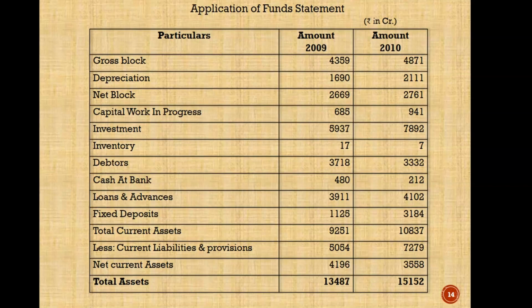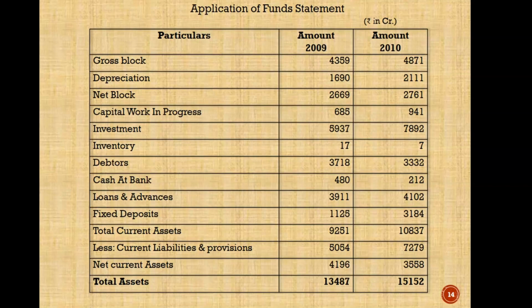Next is inventory, that is the closing stock. So you can see here in 2009 it is 17, in 2010 it is only 7. Then debtors, cash at bank, loans and advances, fixed deposit. Now, this fixed deposit is for a short period of time. That is, it may be concerned with only 6 months or it can be only for 1 year. So that's why it is called as a short term investment.